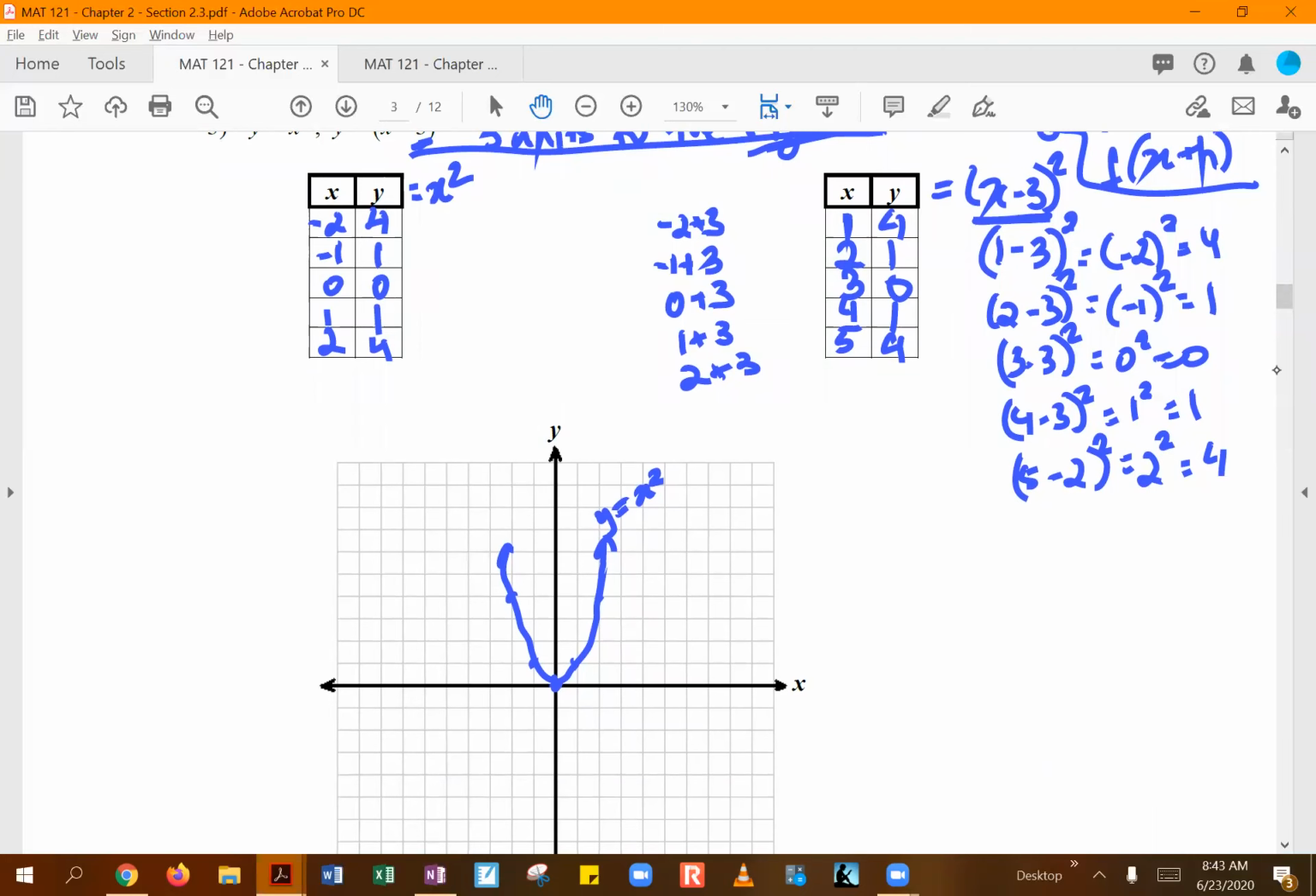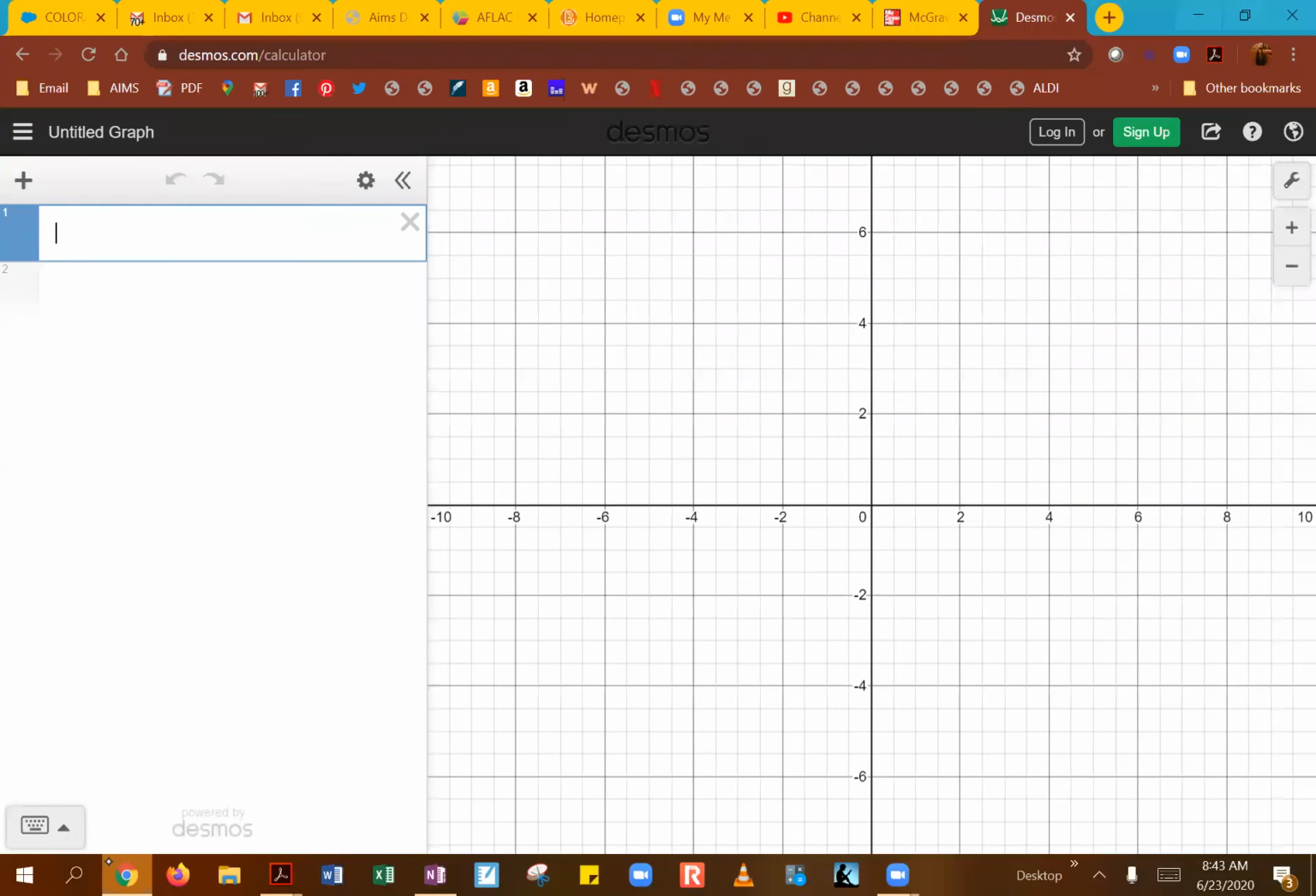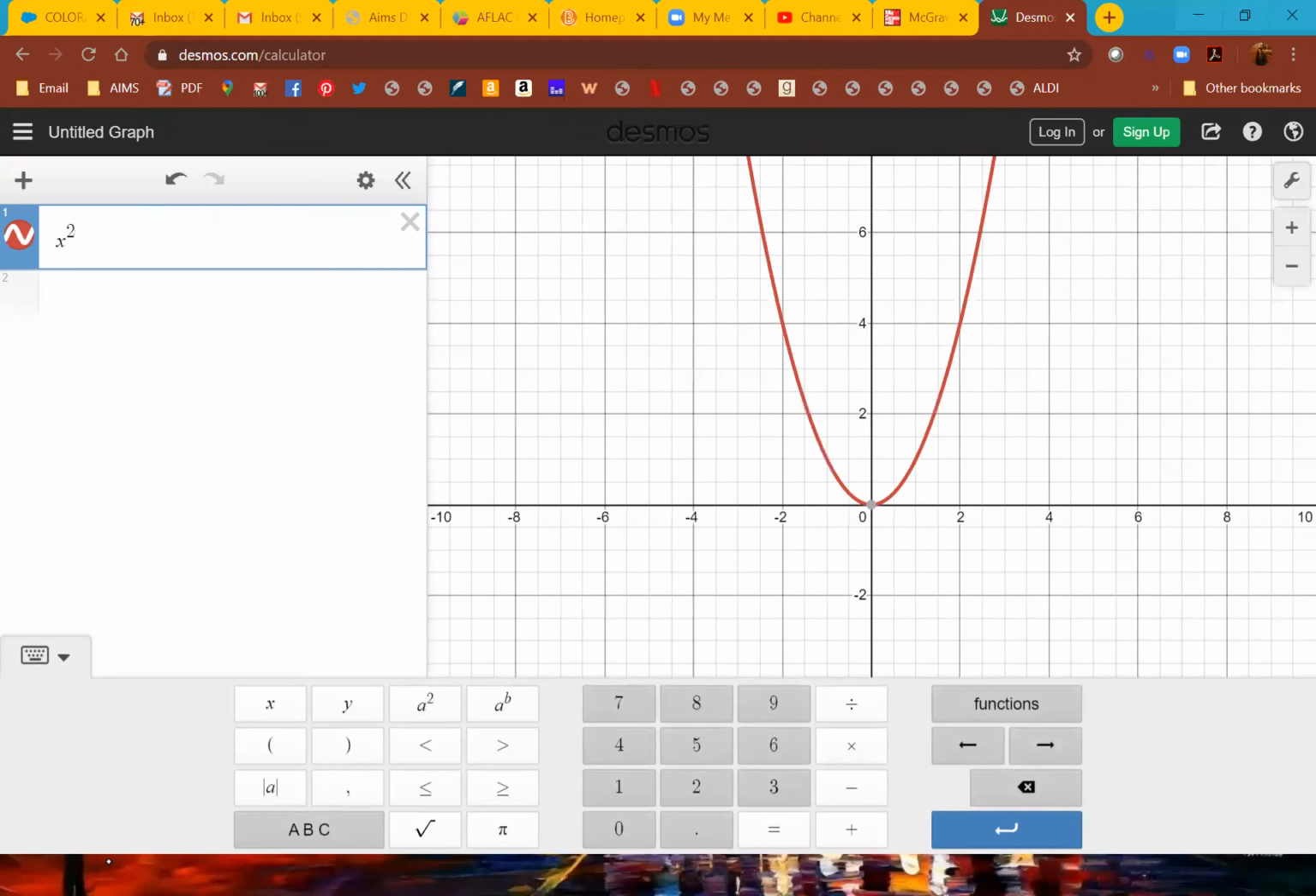And now when we graph this, you will have 1, 4, 2 and 1, 3 and 0, 4 and 1, and 5 and 4. And when we graph this, this will be our function that has now moved 3 units to the right. Okay? And I actually wanted to show you this just to give you a little bit of a visual. I'm going to show you how to do this on our Desmos calculator here.